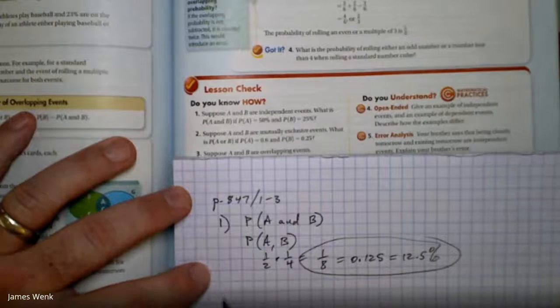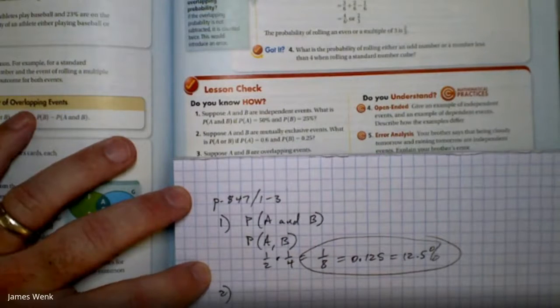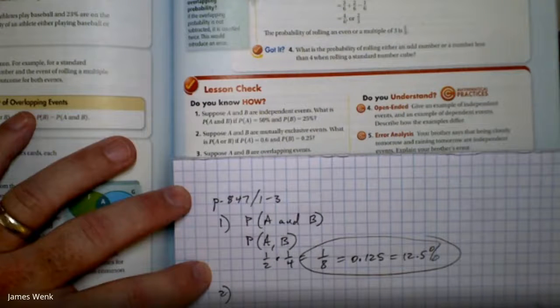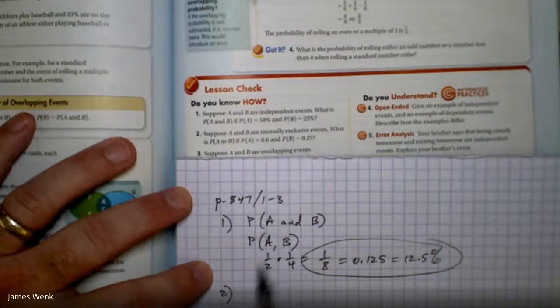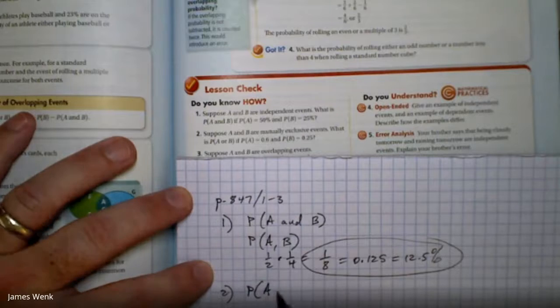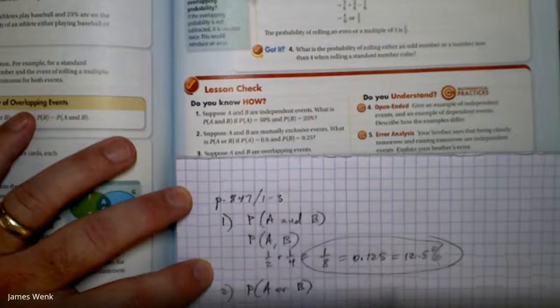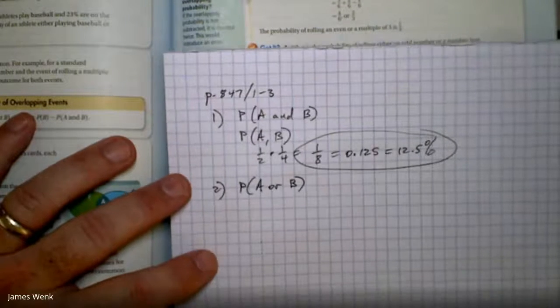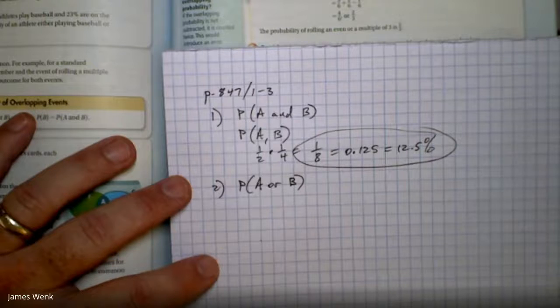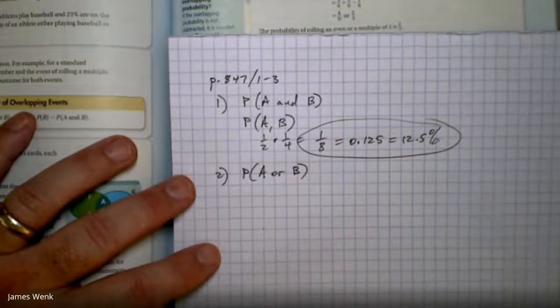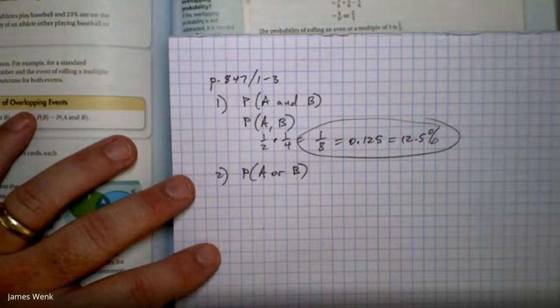Problem 2 now. A and B are mutually exclusive, meaning there's no overlap. What is the probability of A or B? So A or B now, that's a different situation. That is a single event because you want A to occur or B to occur. So it's not two different events.